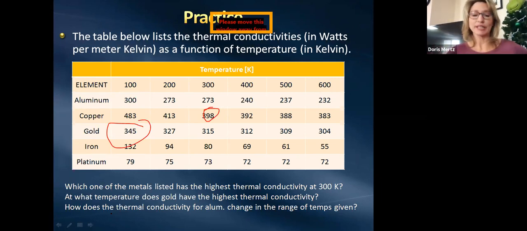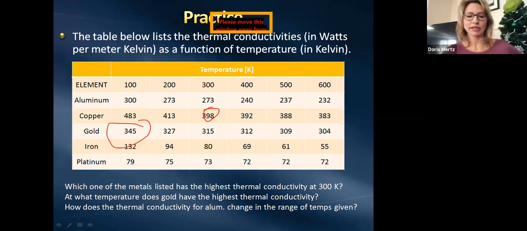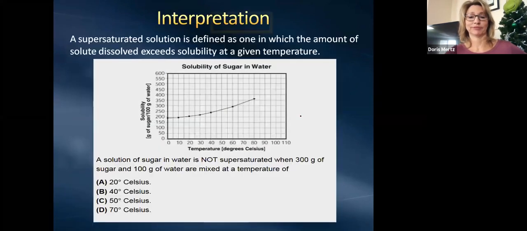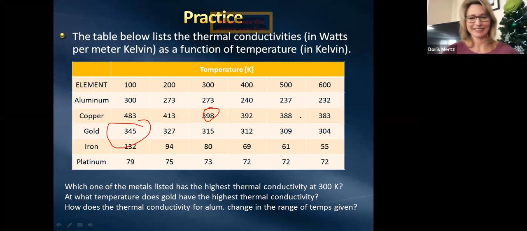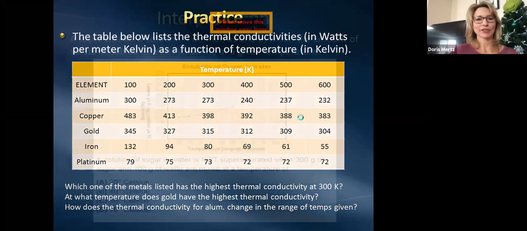So these are the easiest kind to me. How does the thermal conductivity for aluminum change in the range of temperatures given? We're going aluminum, the temperature is going up. What's happening with aluminum? Yes, decreasing. So we don't have to know much about this, and we can answer those kinds of questions.